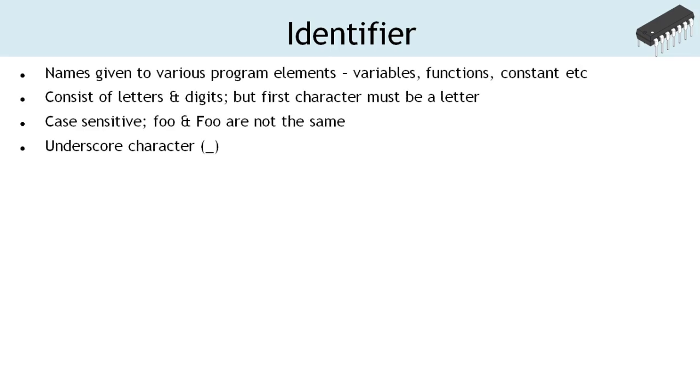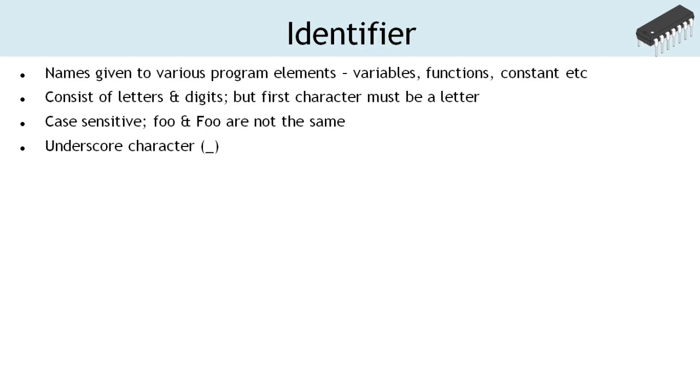Hello and welcome. In this lesson, we shall understand identifiers and keywords provided by the C programming language. An identifier is a name given to various program elements like functions, variables, constants, and user-defined data types.